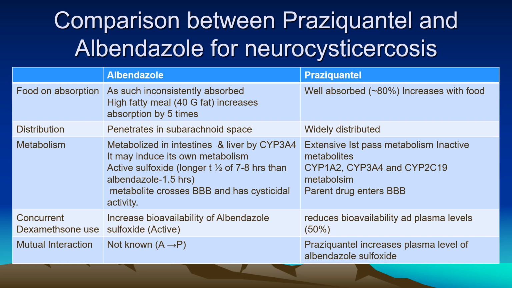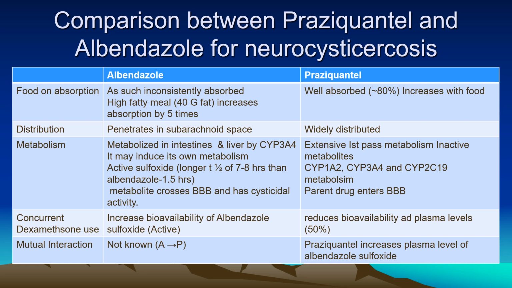Distribution is wide for both drugs. Metabolism, there is a difference. Albendazole is metabolized in intestine and liver by cytochrome 3A4. It may induce its own metabolism, but it forms an active sulfoxide derivative, which has a much longer half-life than albendazole. This active metabolite may also cross the blood-brain barrier and has cysticidal activity. Whereas praziquantel is actively metabolized to inactive products through the cytochrome system. The parent drug is active, not the metabolite.